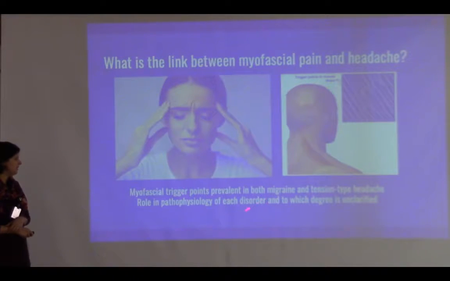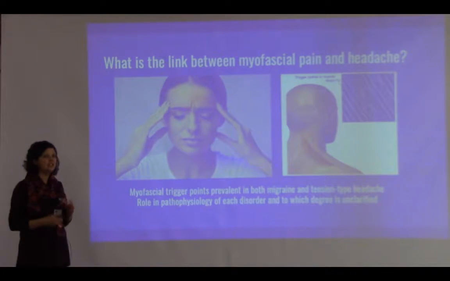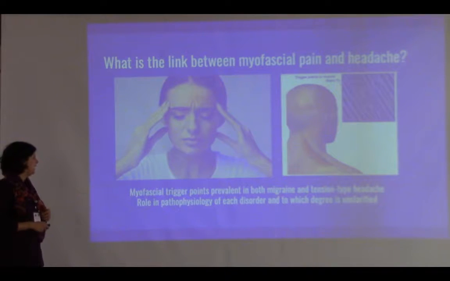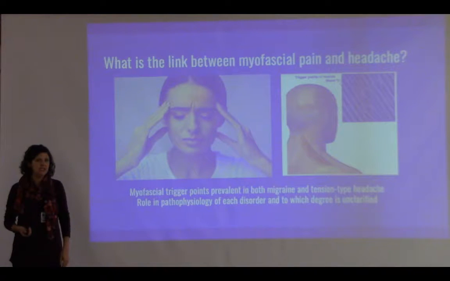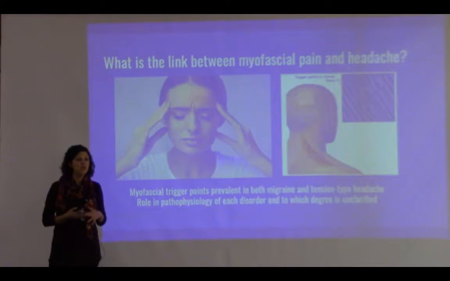And researchers have looked at the tissue surrounding these trigger points and have found that there's an increase in inflammatory markers, which then can lead to a pain cascade. And there's an increase in something called calcitonin gene-related peptide and substance P. And both of these are pain-generating molecules. So we know that is found in the tissue around these trigger points.